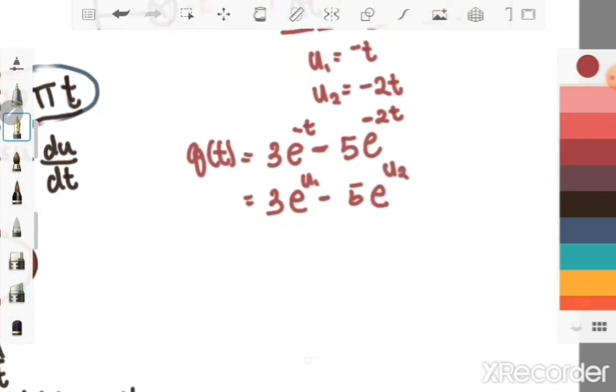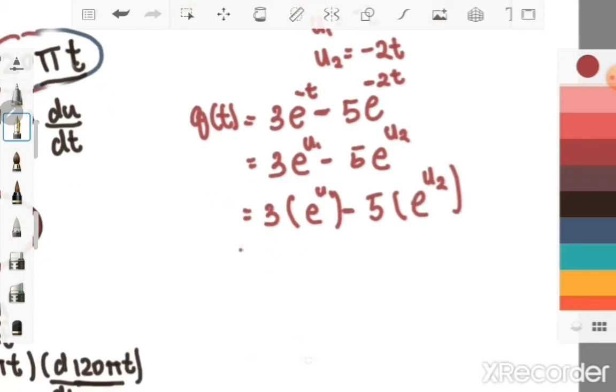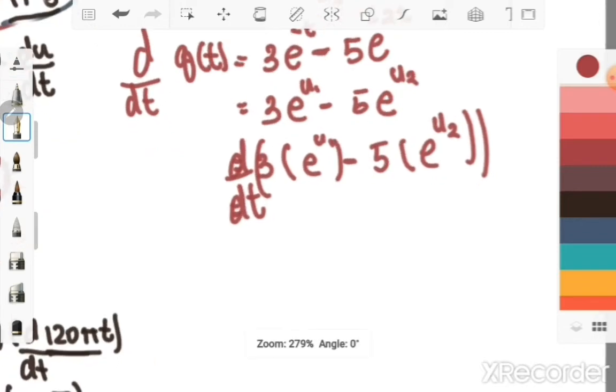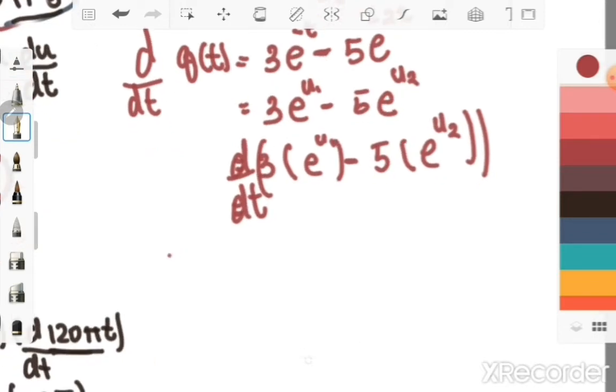So after that, let's apply the formula. So we have equals positive 3 e raised to u1 minus 5e raised to u2. Right? So therefore, I may say that getting the derivative with respect to t of both sides, du over dt, right? So I may say that the derivative of q with respect to time is equal to I, which is equal to 3.